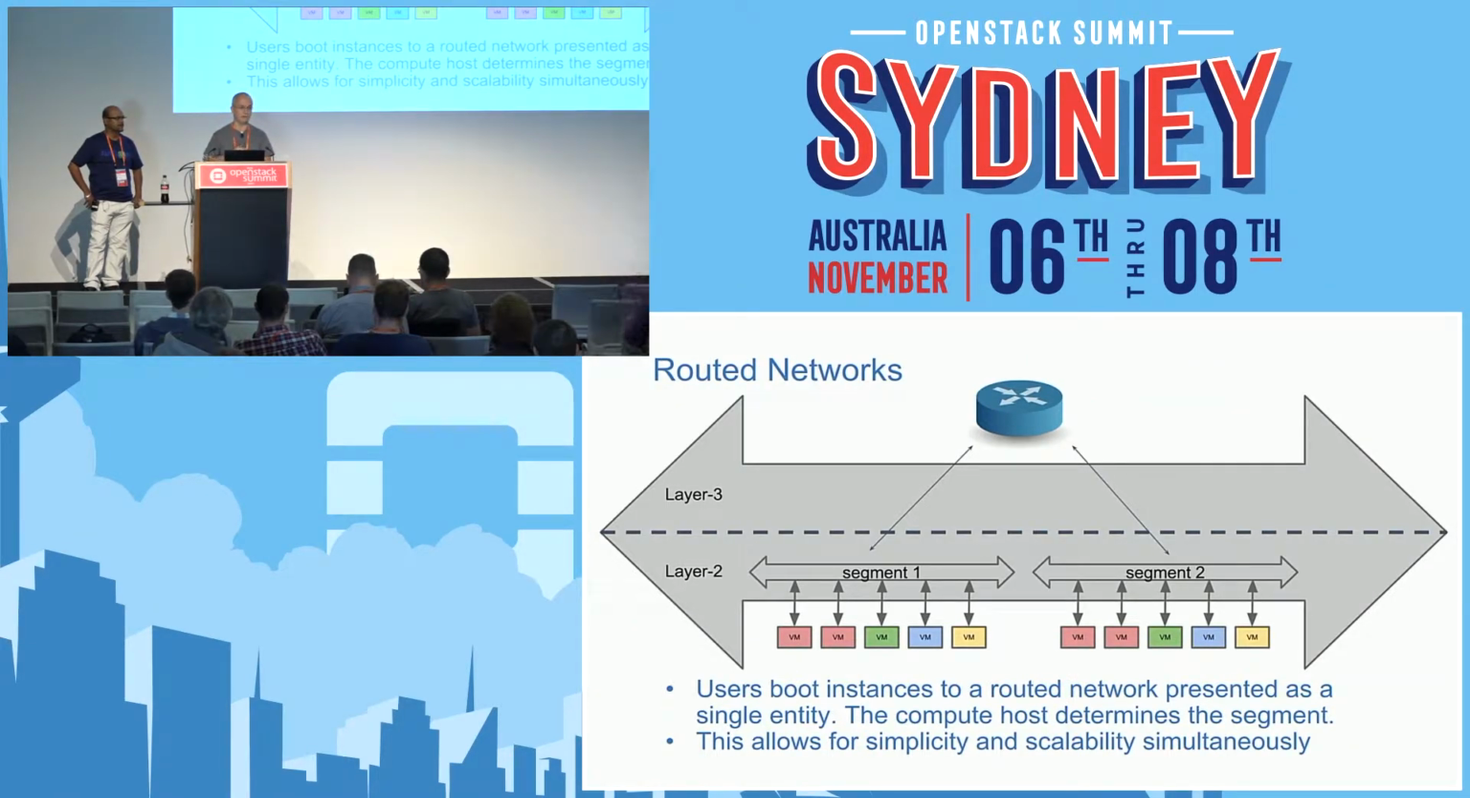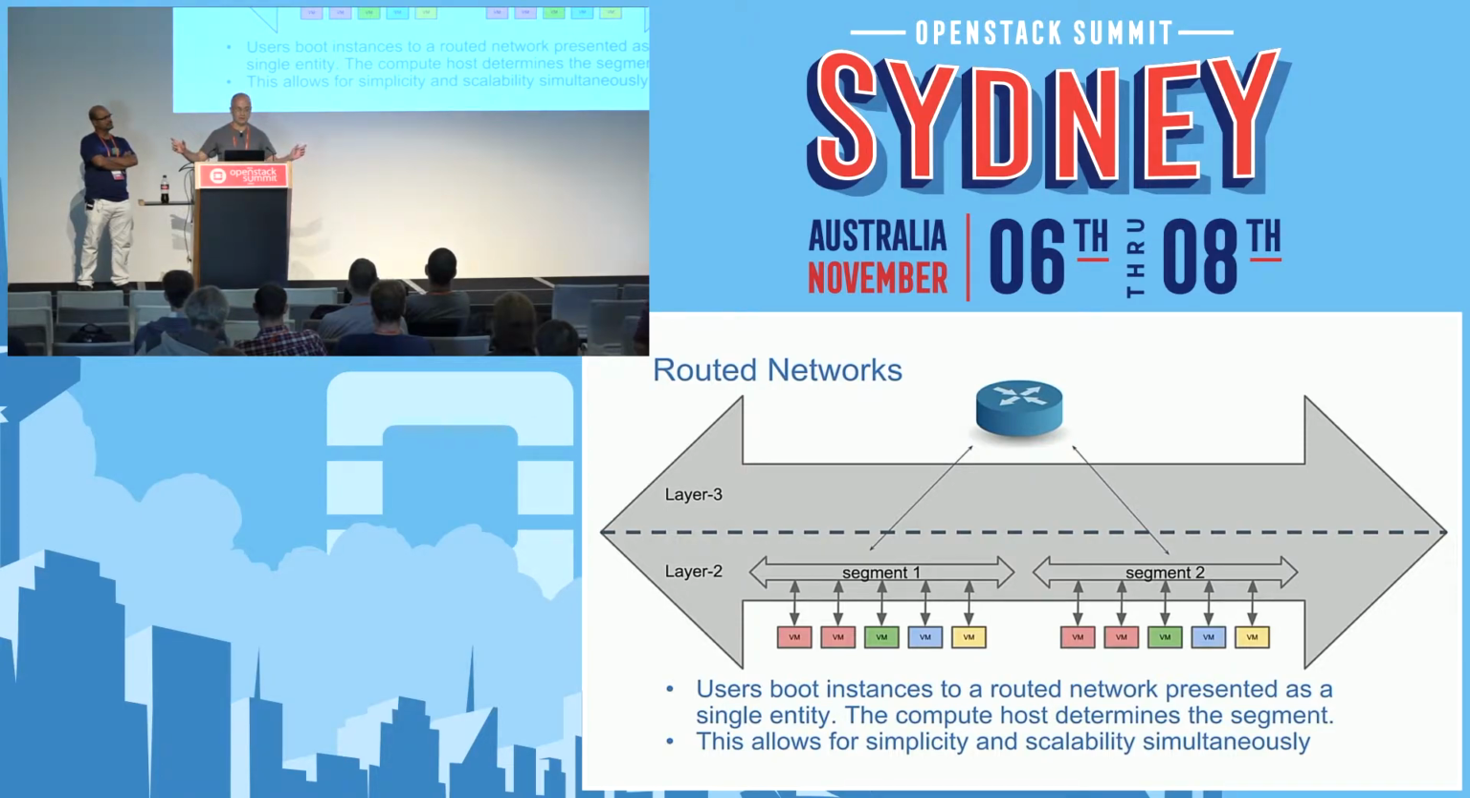We worked for some time, and we came up with a routed networks approach. In the routed networks approach, essentially what we said is that on top of having the traditional L2 networks in Neutron, we are going to have the concept of routed networks. And a routed network is really a number of physical segments in the network that don't necessarily belong in the same broadcast domain.